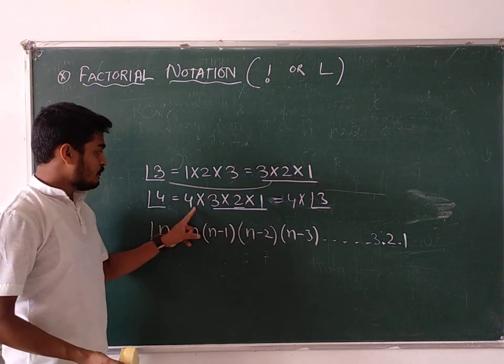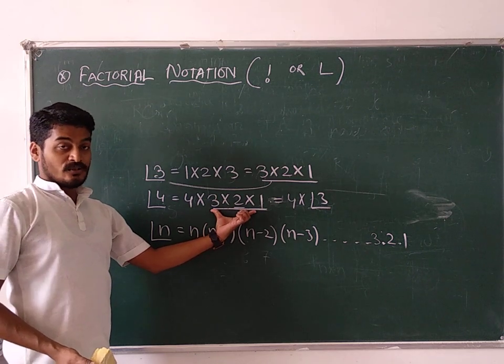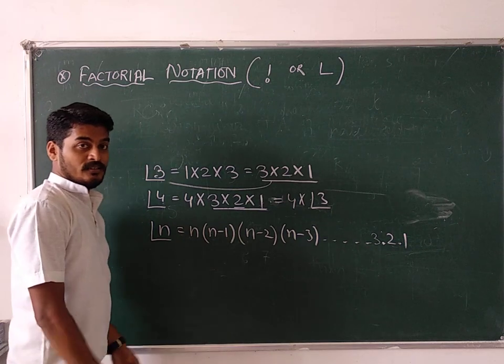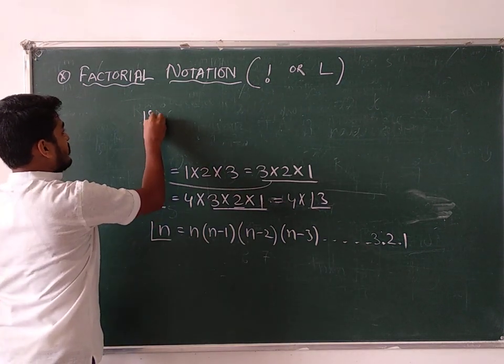Factorial of 4 means 4 into 3 into 2 into 1. This expression is exactly equal to this expression. Am I correct? So that's why this expression can also be replaced by factorial of 3. Am I correct?